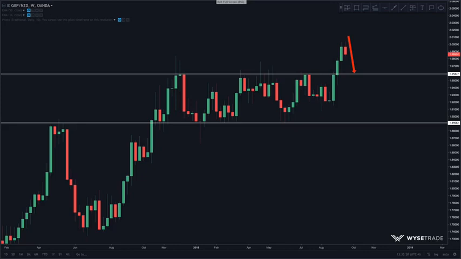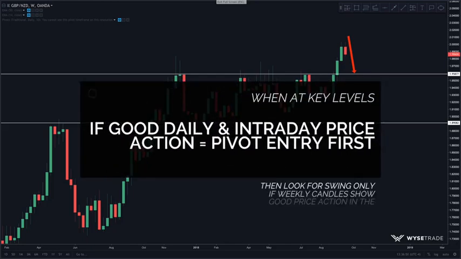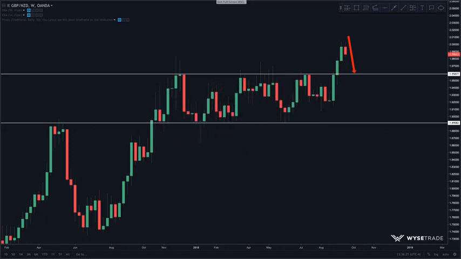Here is a key point. When we get to key levels, we always look for the counter trend pivot move first if we have good daily and intraday trend change signals, because the weekly candles take longer to form. But once the weekly candles eventually do form and they present good price action, such as multiple candle rejections, then we would look for a possible swing entry that confirms those weekly candles.